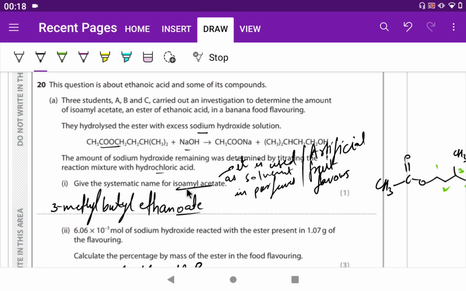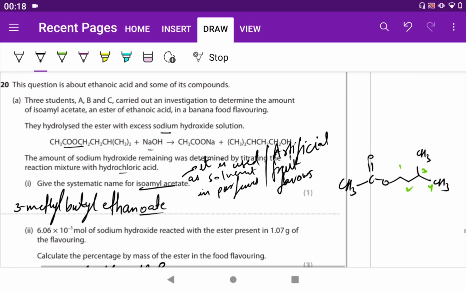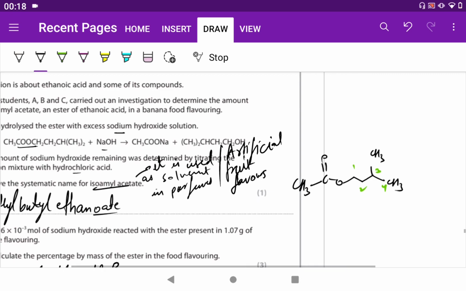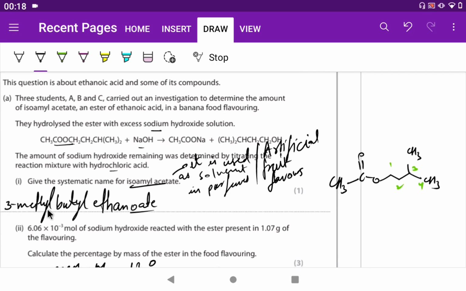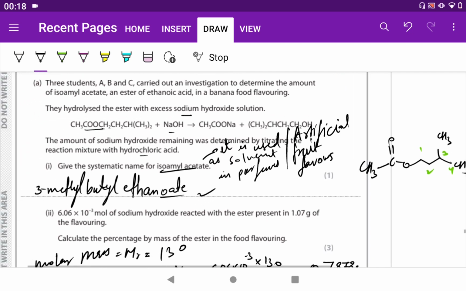Give the systematic name of isoamyl acetate. So the systematic name of this compound is 3-methylbutyl ethanoate. So see the structure here. 1, 2, 3, 4. So at 3 there is a methyl group attached there. Okay, and it's a butyl. So 3-methylbutyl ethanoate. So this is the systematic name.